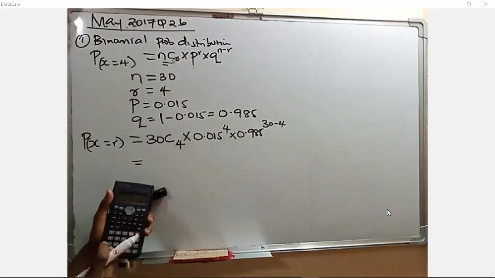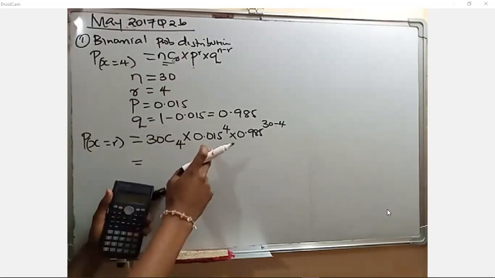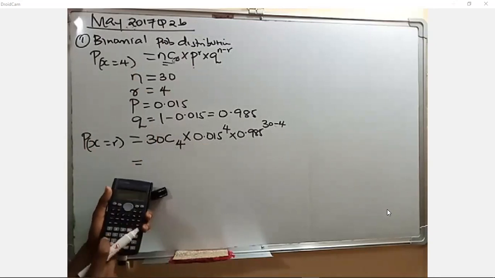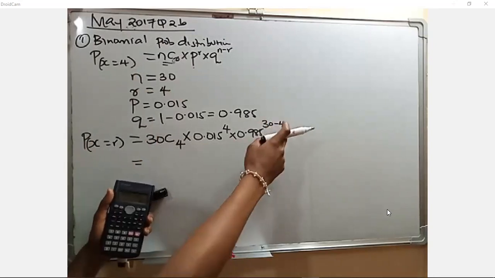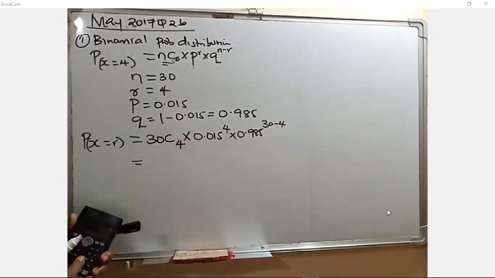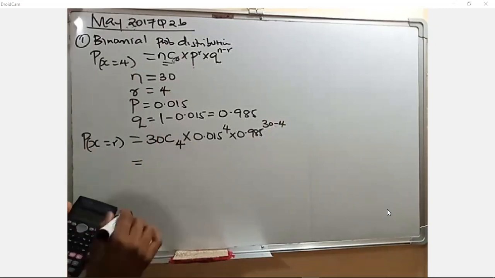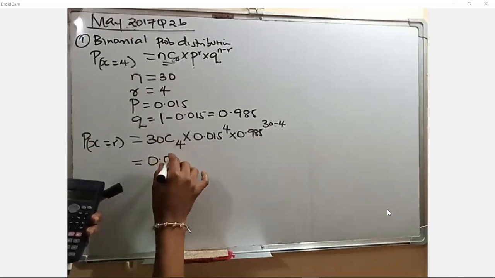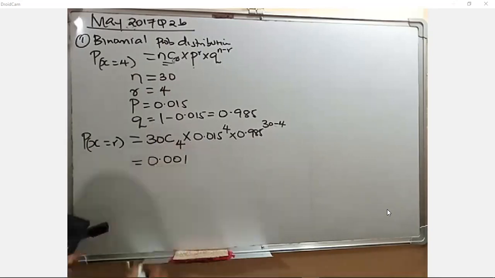Times 0.015 raised to power 4, times 0.985 raised to power 26, because 30 minus 4 is 26. I can see what I'm getting now. I'm getting 0.001. Yes, this is what I'm getting here for binomial.